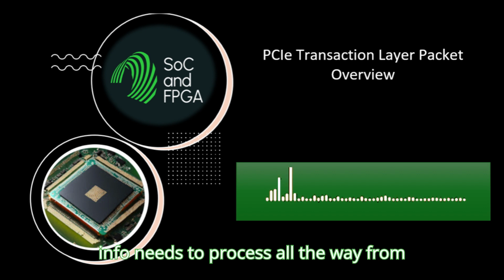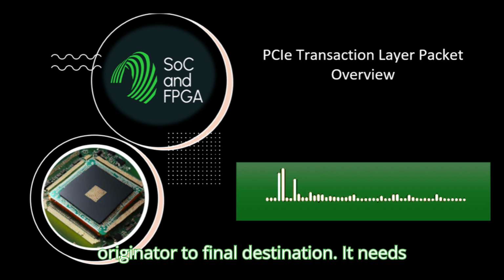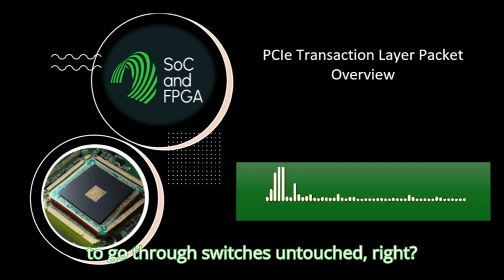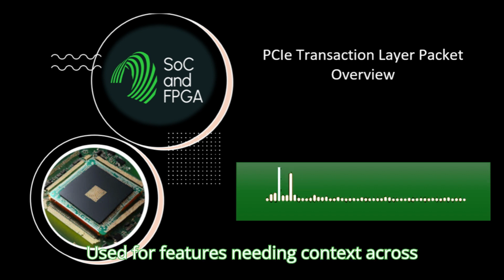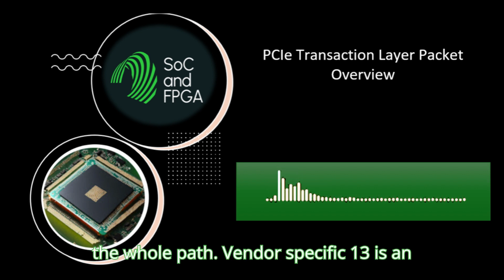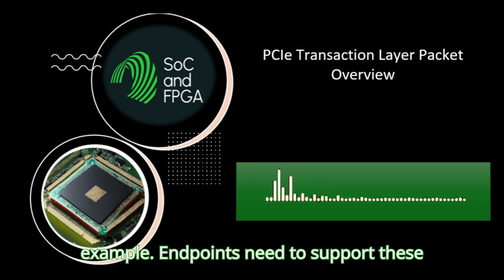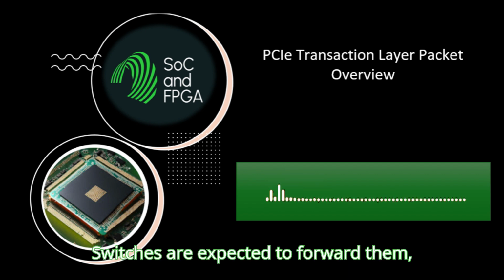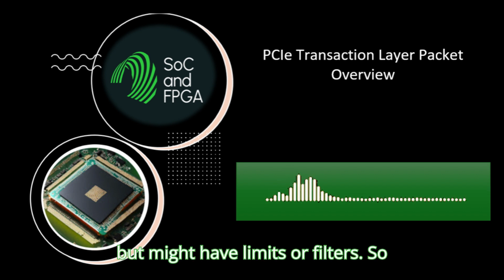This info needs to persist all the way from originator to final destination. Needs to go through switches untouched. Right. Used for features needing context across the whole path. Vendor-specific 13 is an example. Endpoints need to support these if relevant features are enabled. Switches are expected to forward them, but might have limits or filters.